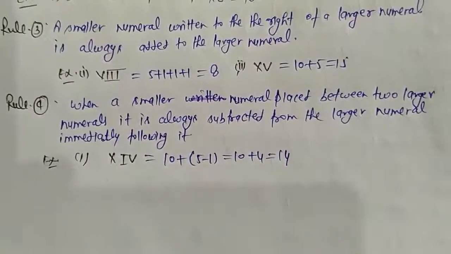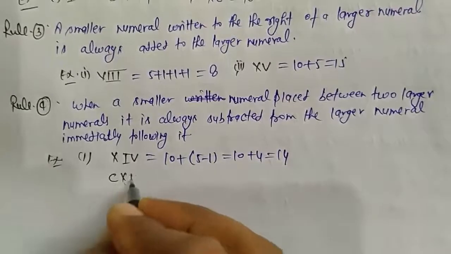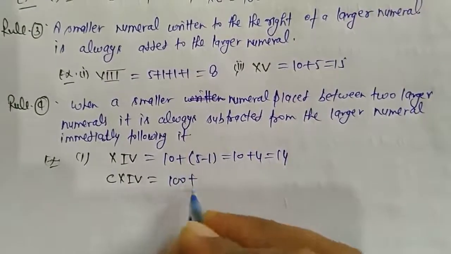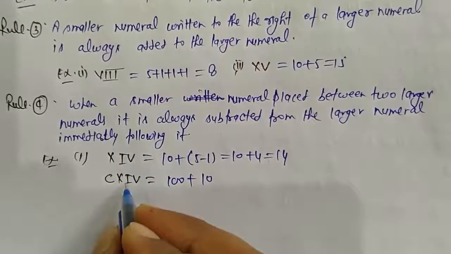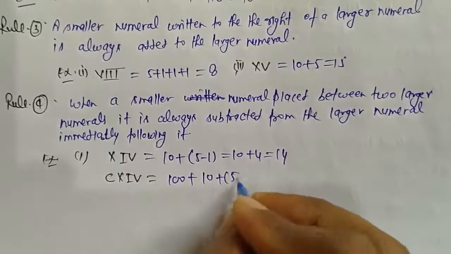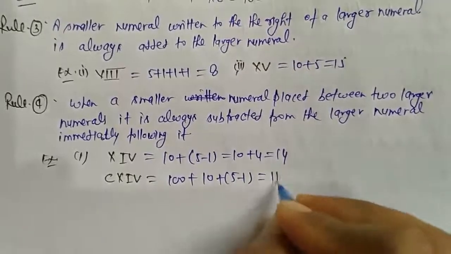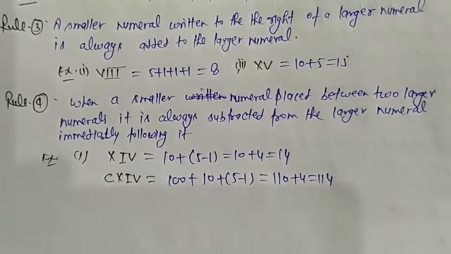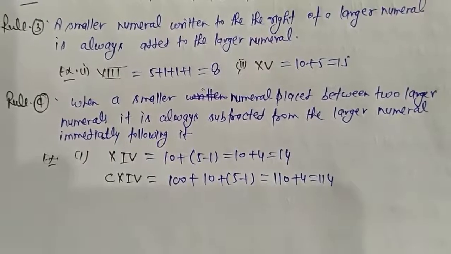Another example, CXIV. Here C is 100, X is 10, and I is between two larger Roman numerals. Then we take 5 minus 1, that is 4, and 110 plus 4 is 114. Now we solve exercise 1G.